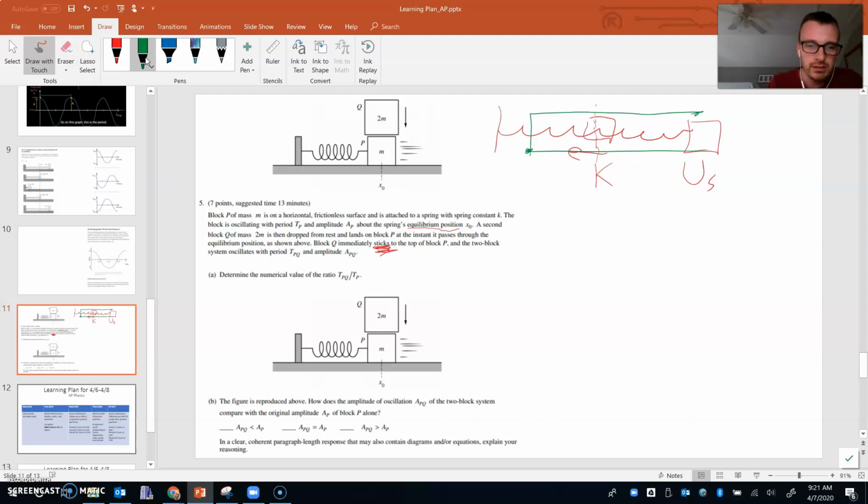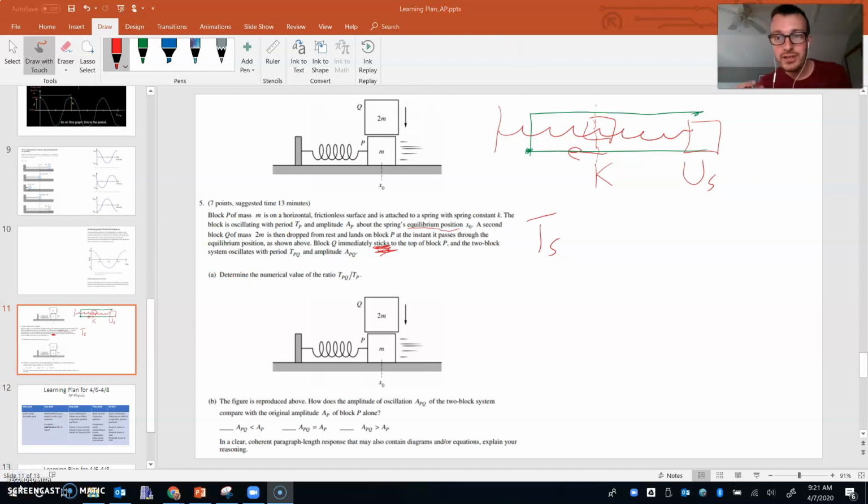And so let's go ahead and determine the numerical value of the ratio T_PQ over T_P. So really what we're asking here is, for a spring oscillator, how much is the period going to change as a result of adding this 2m into our system?